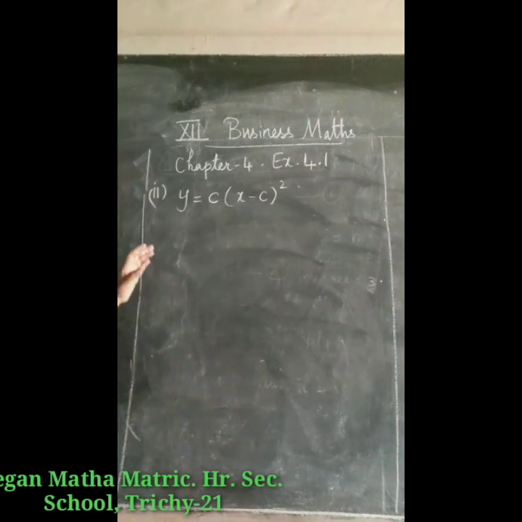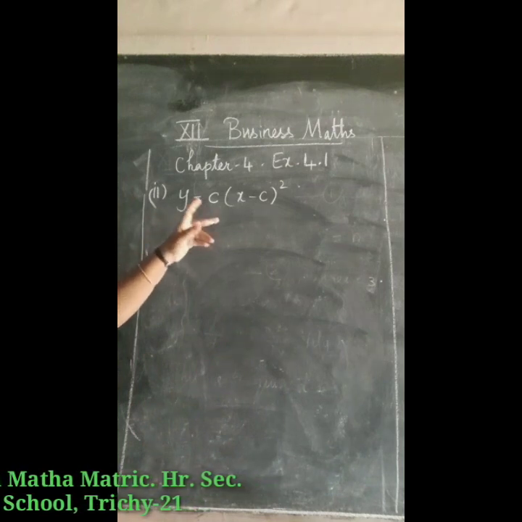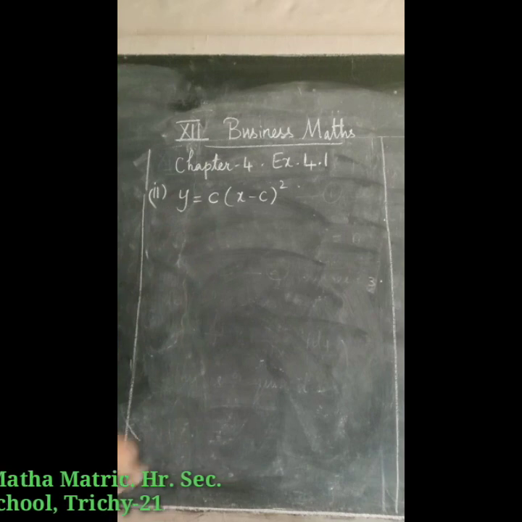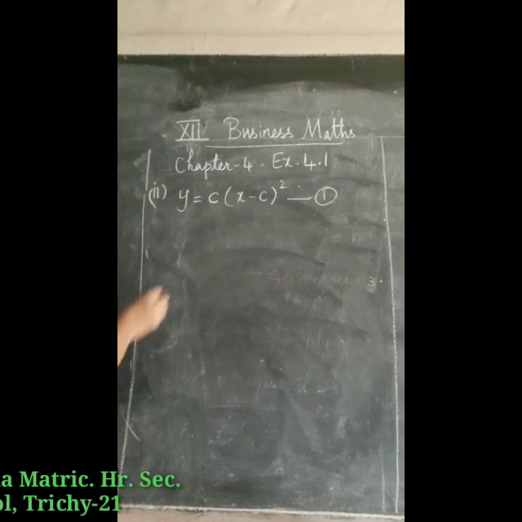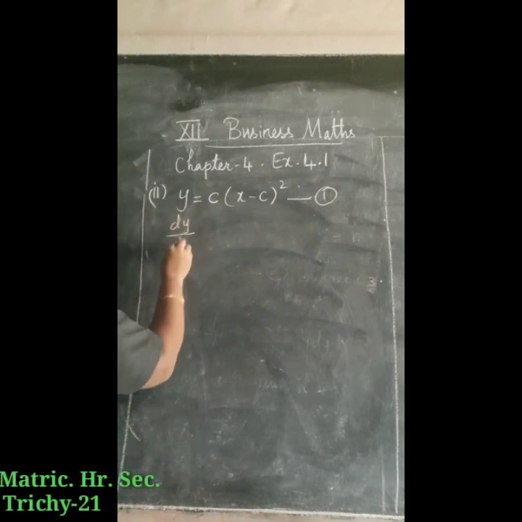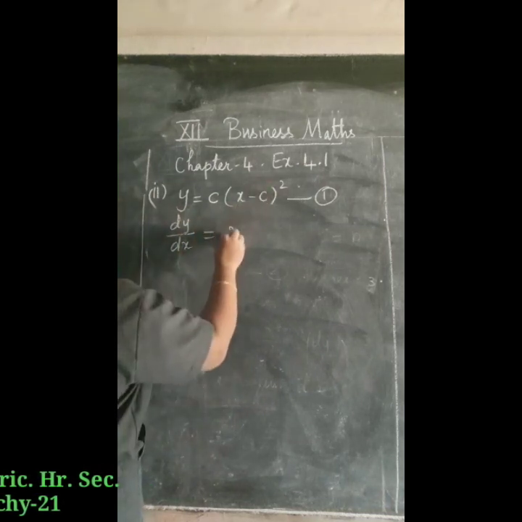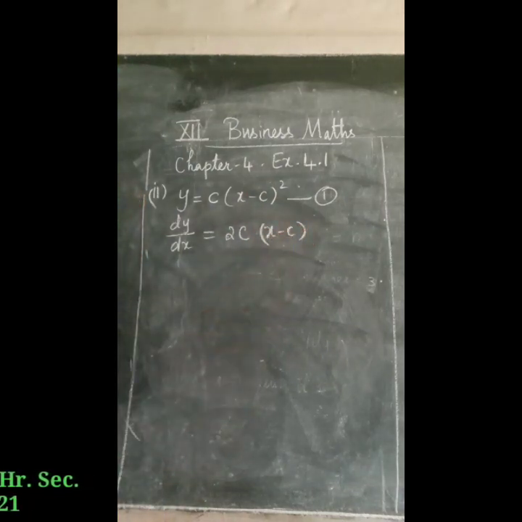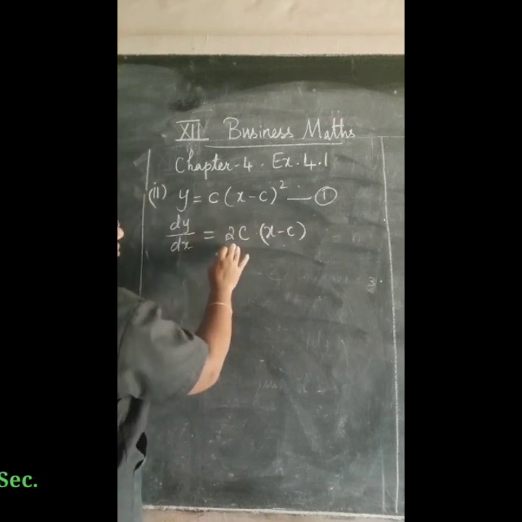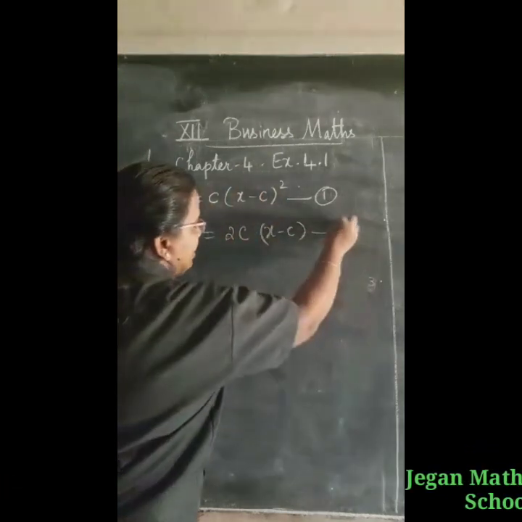The next question: find the differential equation of y is equal to c into x minus c the whole square. Consider this as the first equation and differentiate with respect to x. We will get dy by dx is equal to 2c, because the power is there, so 2c into x minus c. If we differentiate c we will get 0. This is the second equation.